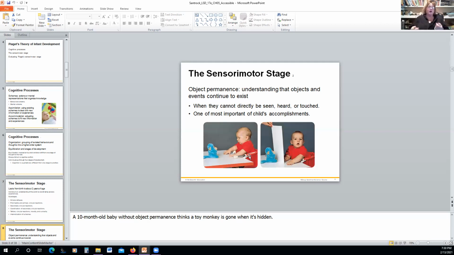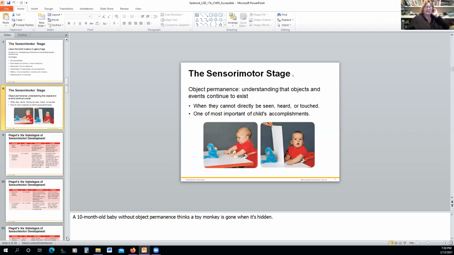They will not know that that toy is still there, that all they have to do is lift that blanket, or in this case on this slide, that they just have to look around that board. Right around 10 months, they still don't understand that. Around a year, they will start to understand that they can just move that blanket or look around that card and they will see whatever it is that was missing.